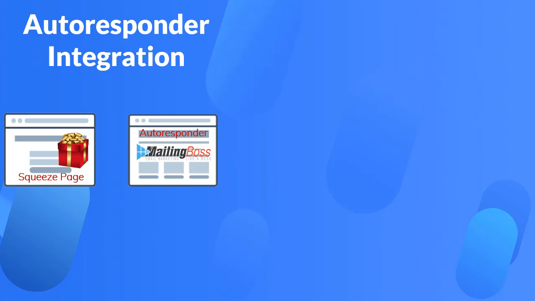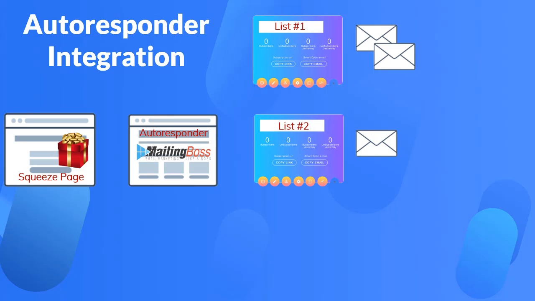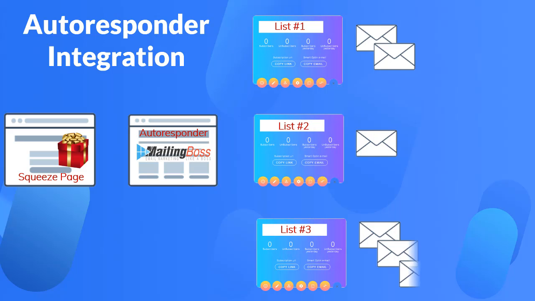For example, on Mailing Boss you may have 3 lists created. So in our situation here, let's call them list 1, list 2, and then of course list 3. Now I'm just using 3 lists in this example, but the reality is you can actually create an unlimited amount of lists on your Mailing Boss account.